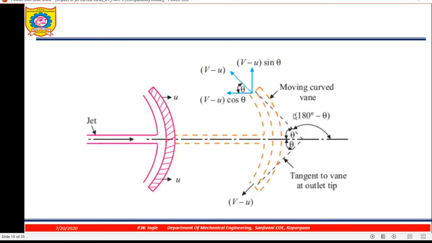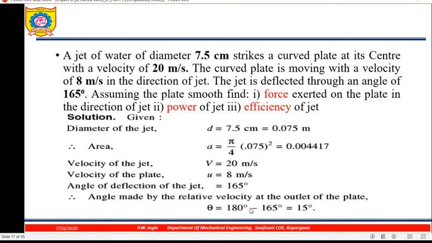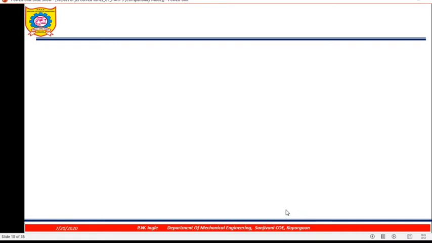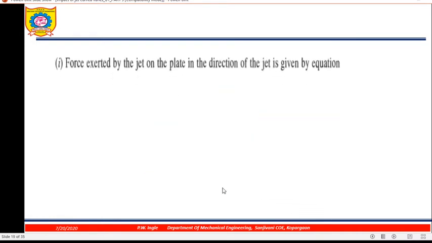If you see the diagram, you will get this is the angle of deflection, 180 minus theta. So here the angle of deflection is given, it is 165. So theta equal to 180 minus 165.